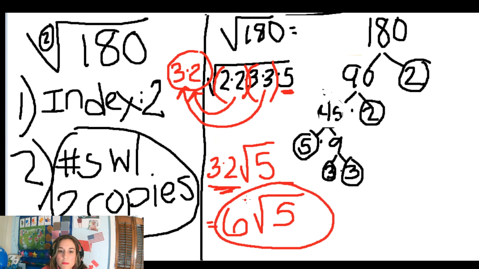I don't need to remember to write my index here because it's a square root and that's my invisible 2. You can, if you want to just get into the habit of always making sure you write your index in, write the 2 in, that's fine. But you don't have to for square roots. If the index were 3 or 4 or 5 or 6 or anything other than 2, yes, you would have to write it in your final answer, okay? So that simplifies to 6 square roots of 5.